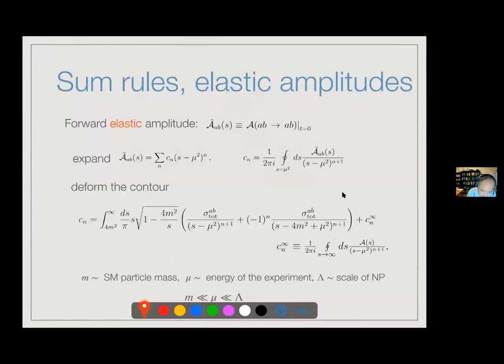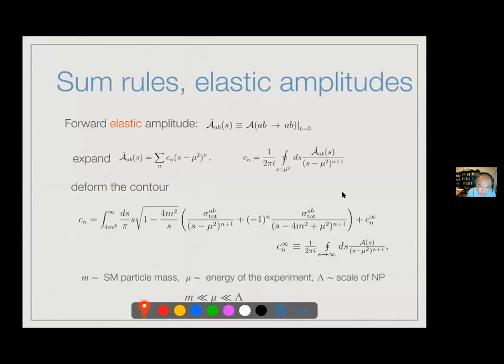We'll expand this amplitude in S; this is just a Taylor expansion around some scale. You can view this scale as, for example, the energy of the experiment, or the typical energy where the couplings are measured. Assuming the amplitude is analytic, you have this formula to describe this coefficient.